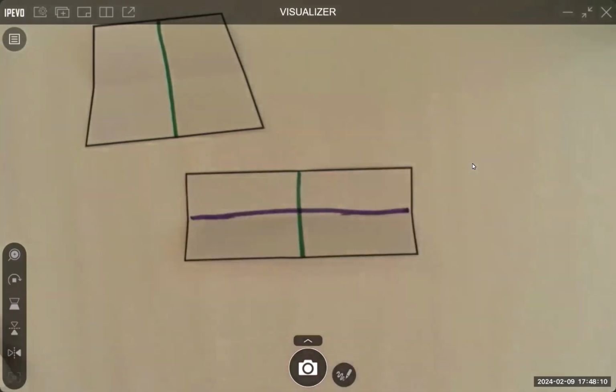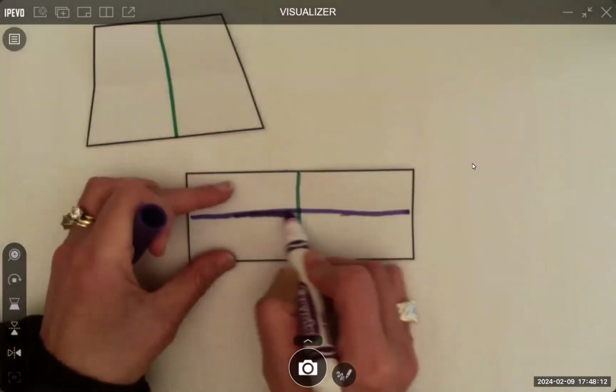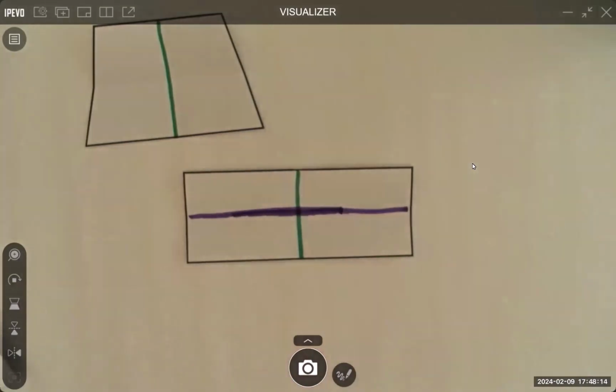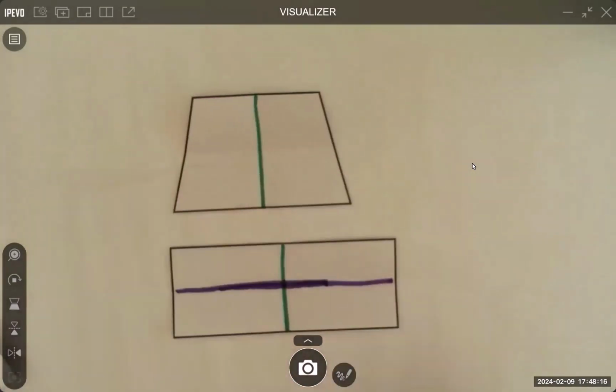Let me see if I can make that better. There we go. It's a little bit better. And that a trapezoid only has one line of symmetry.